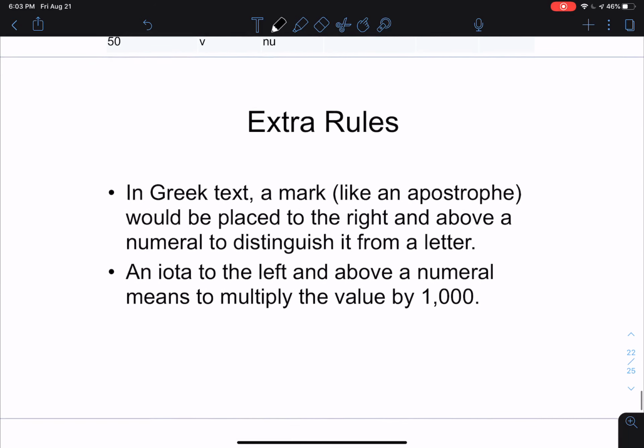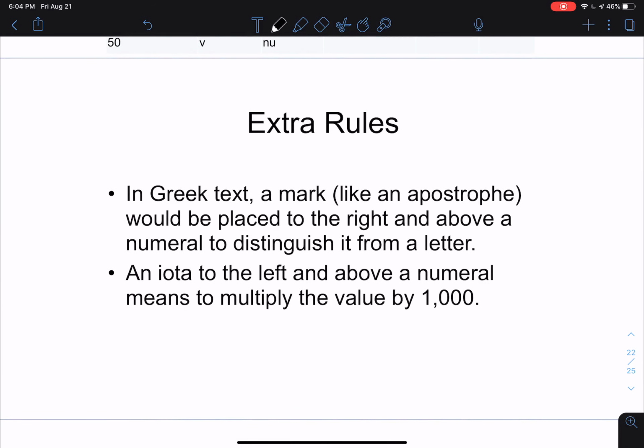We're not going to worry about that so much because we're not reading Greek text with mixtures of numbers and letters. But we do need to worry about the little iota. It's like a tiny I. If you see that to the left and above a numeral, it means to multiply the value by 1000. It's kind of like the bar over the number when we were doing Roman numerals. Multiply by 1000. That's pretty much it for the rules. Okay, so let's see a couple of examples.